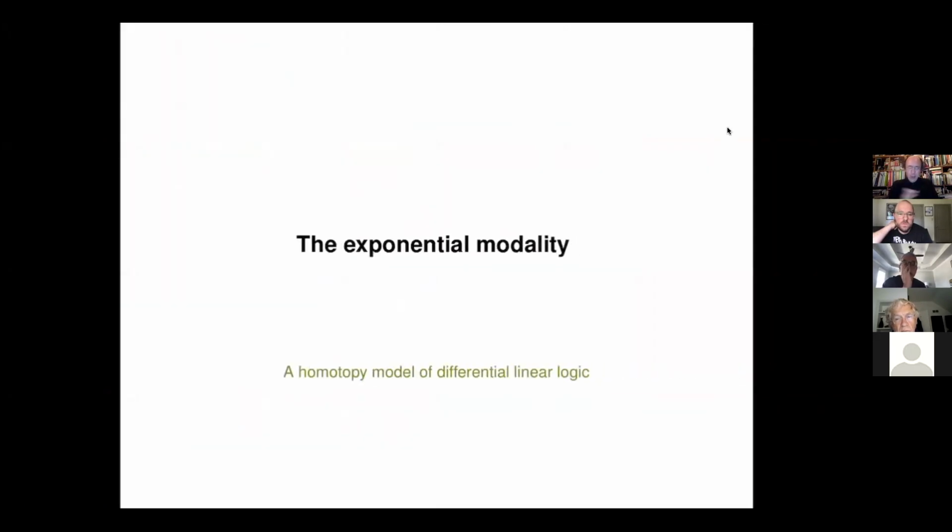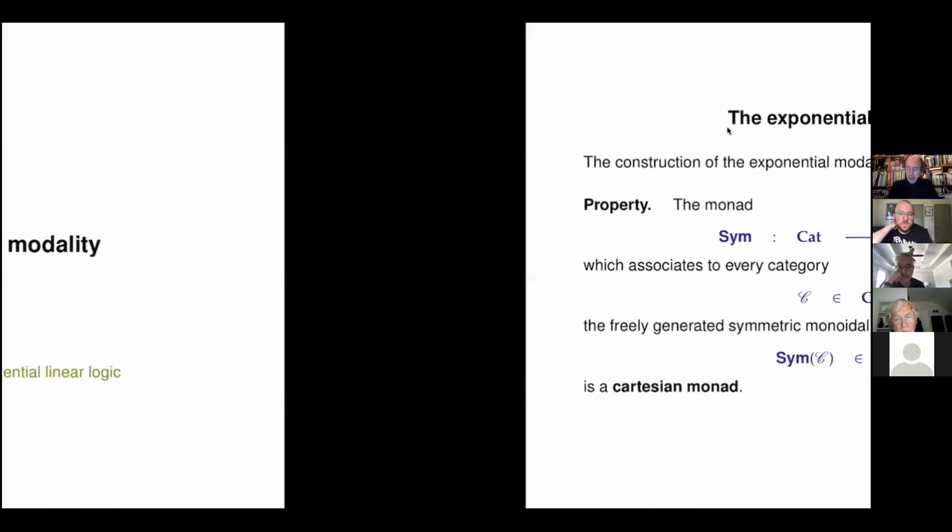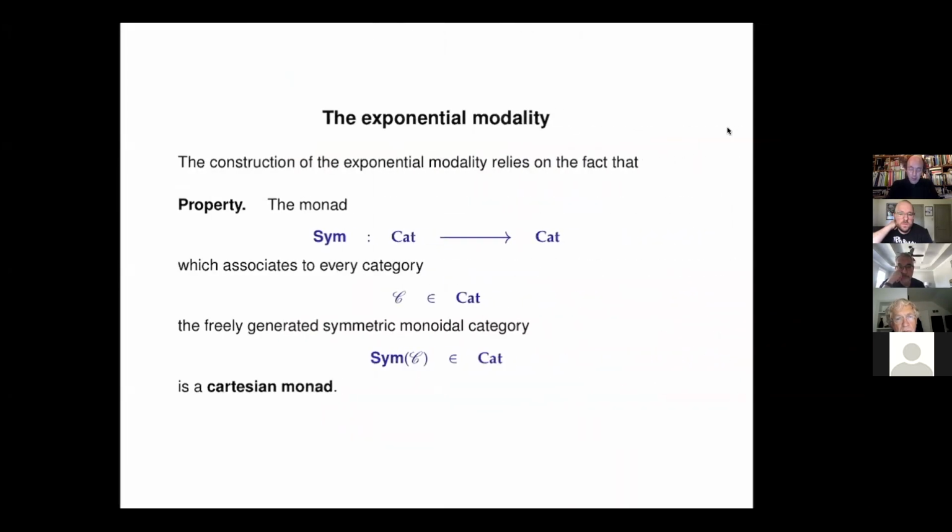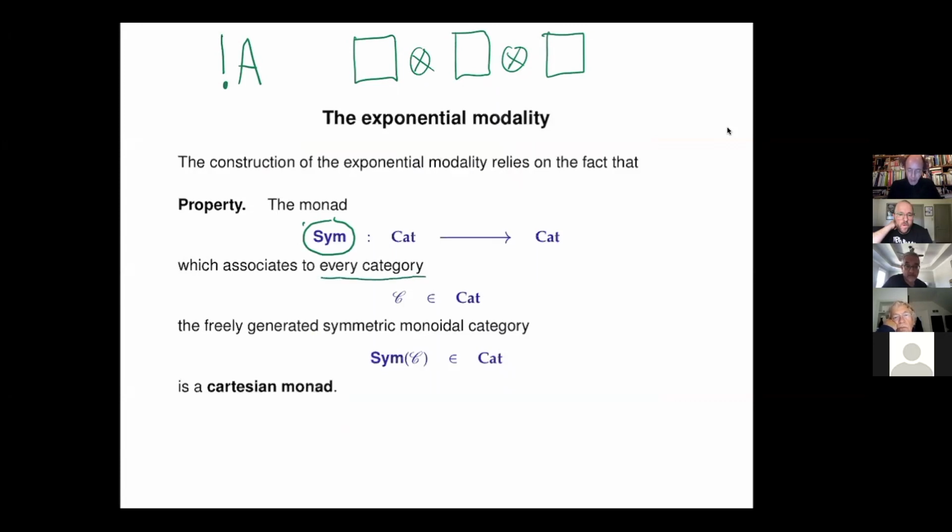And I will just go very, very fast on the exponential modality. Just say that in order to interpret bang of A, remember, it's about the idea of a repetition of a game with a tensor product. And here, what I will use is the fact that Sym, the functor which associates to every small category C the freely generated symmetric monoidal category Sym of C, is a Cartesian monad.